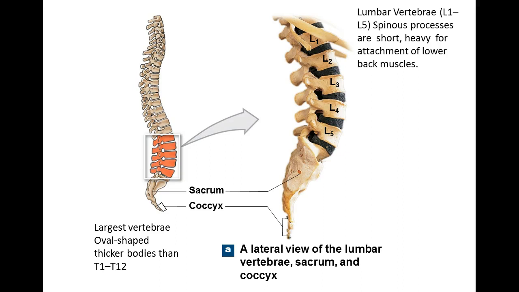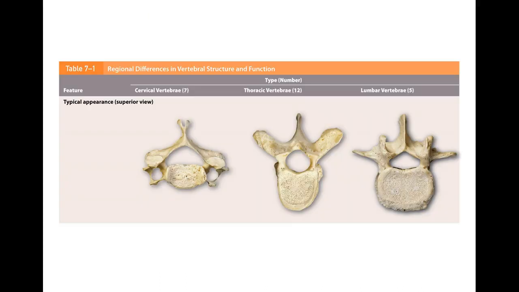These are the lumbars, and they're bigger, oval shaped. The discs are bigger in the lumbar area also, because there's more need for shock absorption. And the spinous processes are much shorter, heavier, denser bone, because of the big muscles of the back being attached.